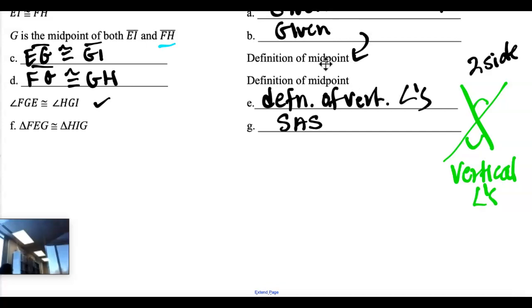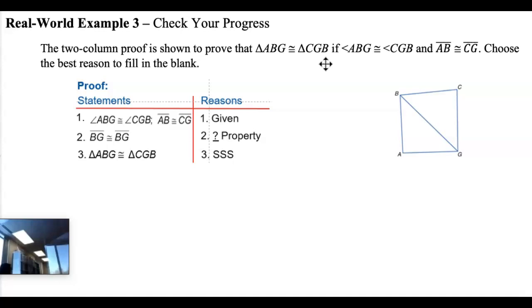Alright, and again, once we have the two sides and the included angle, that's enough to prove that the triangles are congruent to each other. And again, we have two sides and the included angle. Alright, so this next one we're going to go through.